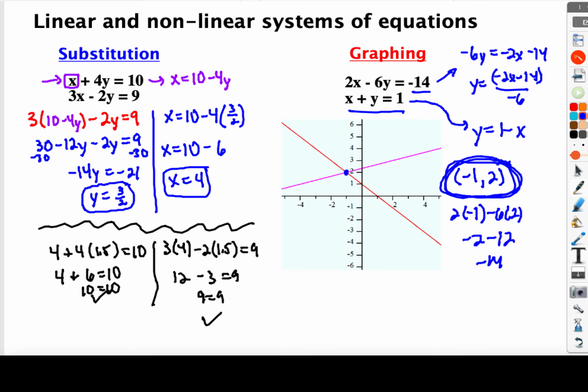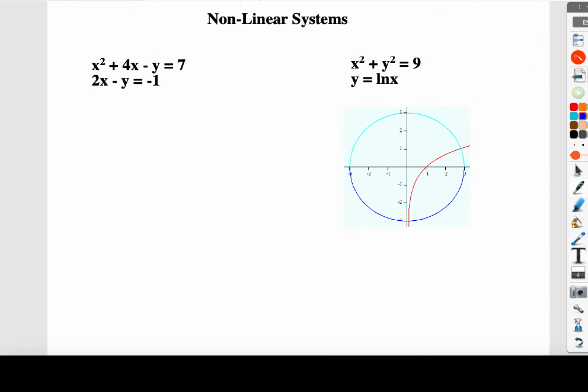Make sure you can clearly identify your answer, even if you show the check on your page. We want to know that we are looking for that coordinate point where those two lines cross. Let's take a look at a couple other problems here. What about for a nonlinear system? Again, graphing is a great way to go about that, but you can solve a nonlinear system via substitution.